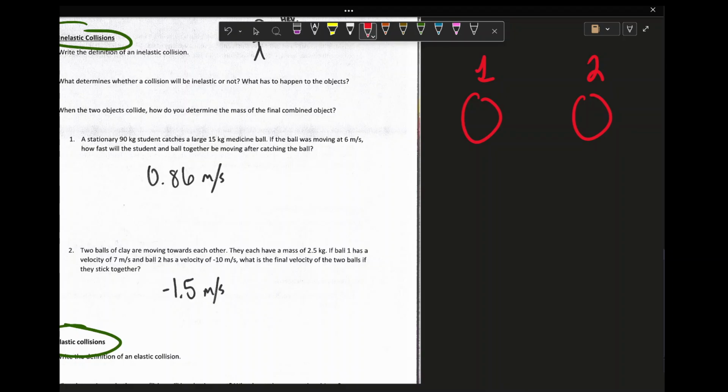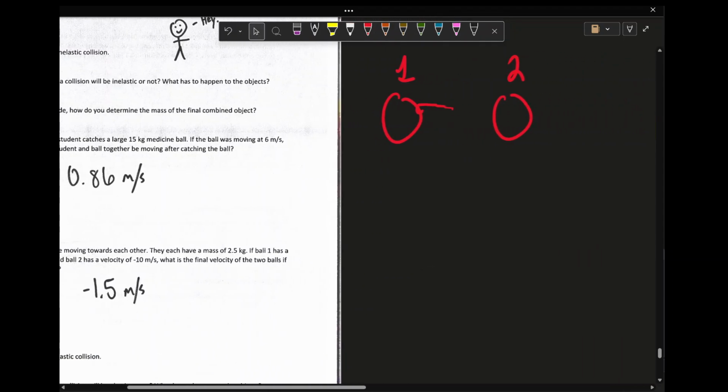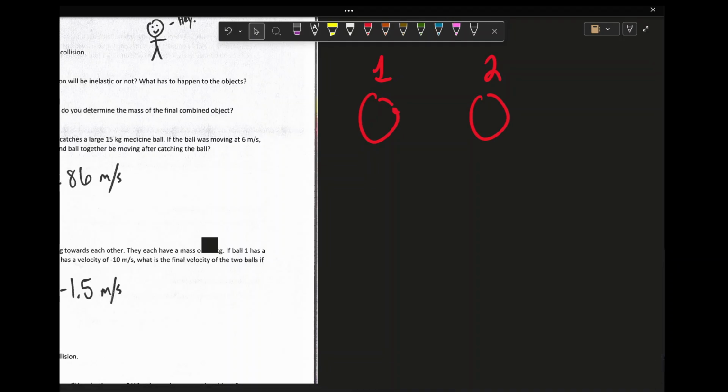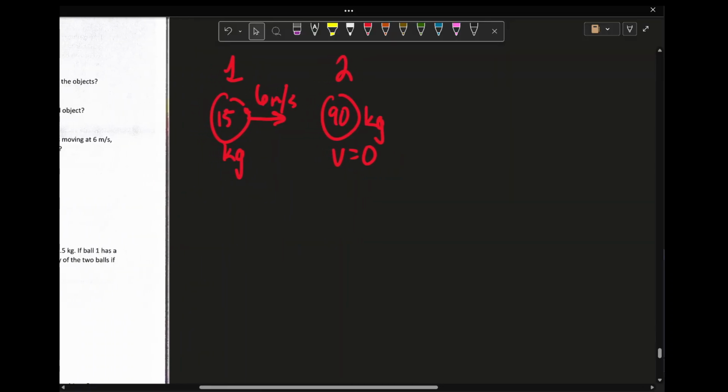We need some numbers. I'm going to make our person object 2, and our ball, which is 15 kilograms, object 1. It has a velocity of 6 meters per second, and this has a velocity of 0. That's our kind of starting condition.